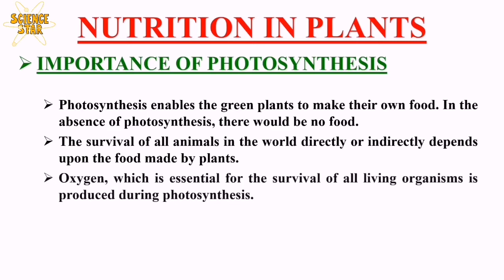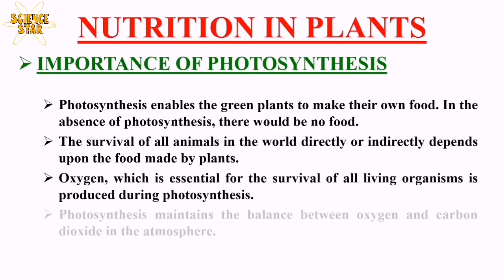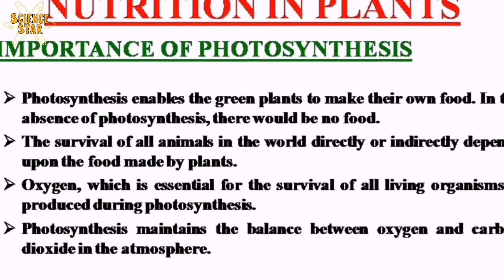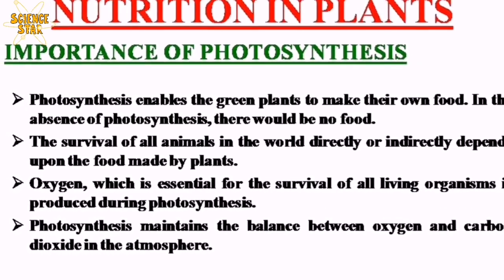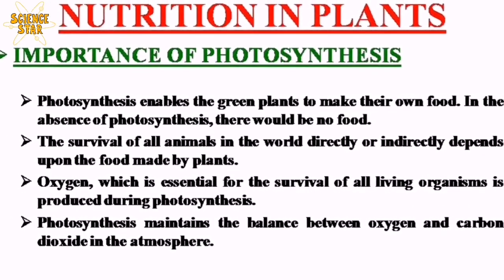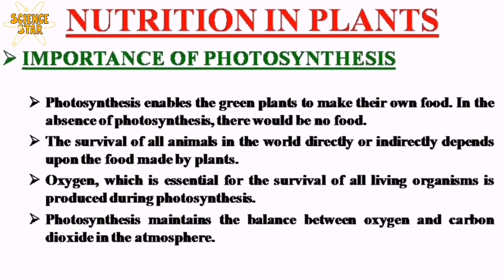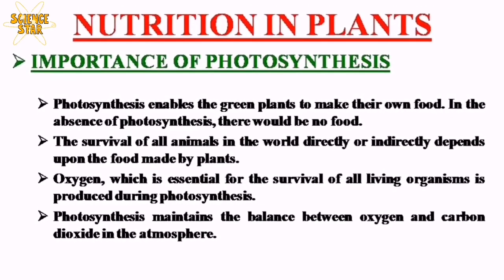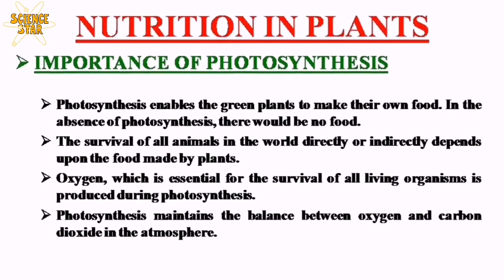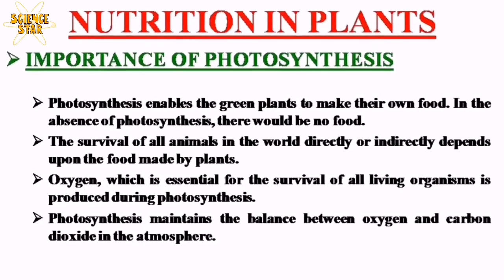Oxygen, which is essential for the survival of all living organisms, is produced during photosynthesis. Last, photosynthesis maintains the balance between oxygen and carbon dioxide in the atmosphere. So, in the absence of photosynthesis, life on the earth would be impossible.